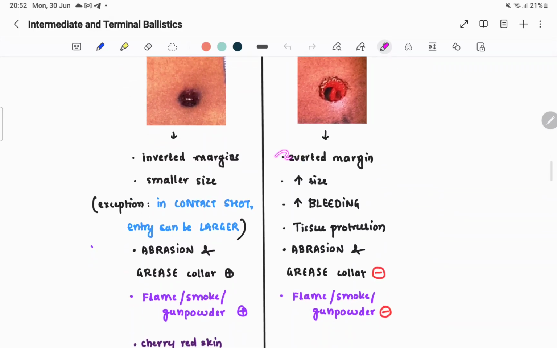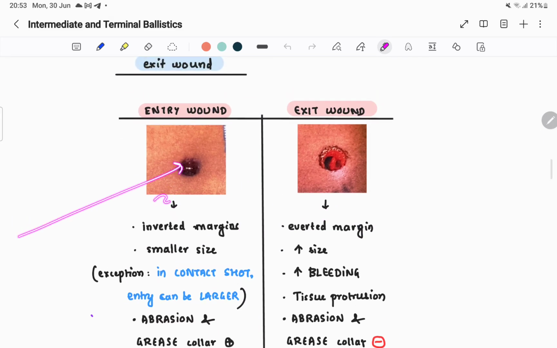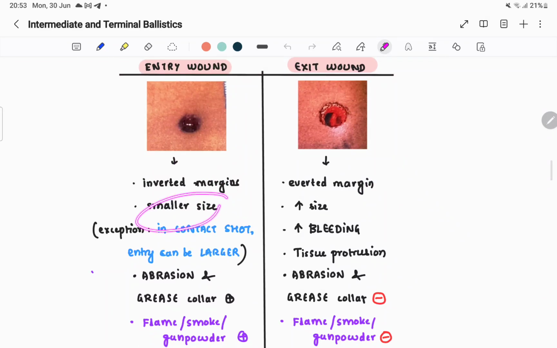Exit wound will have everted margins. Entry: inverted margin. Exit wound: everted margin. Because if something is going inside, the margins will be inverted like this, right? And if something is exiting outside, the margins will evert like this. So it's very obvious. Entry is smaller in size, obviously. If something is entering the skin, it will make a smaller puncture. If something is exiting, it will exit like this, right? It will disperse and exit.